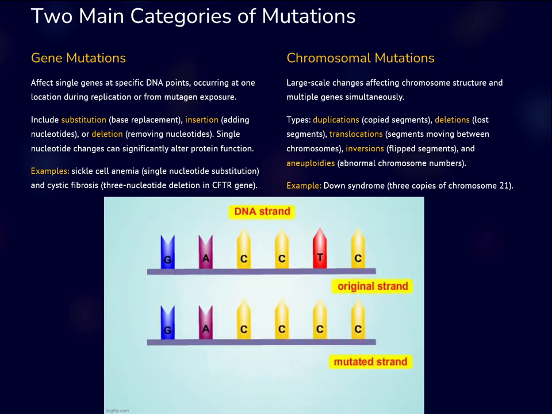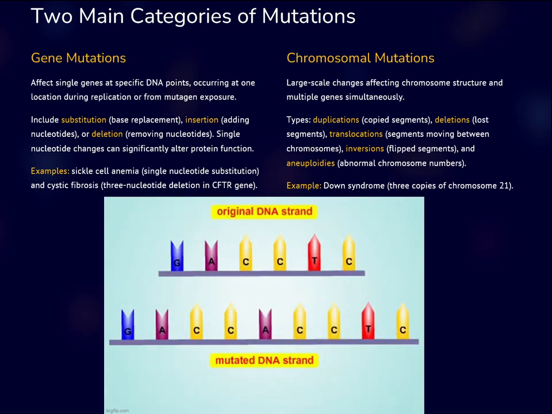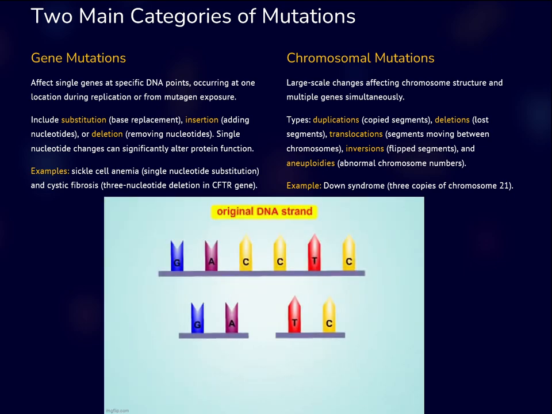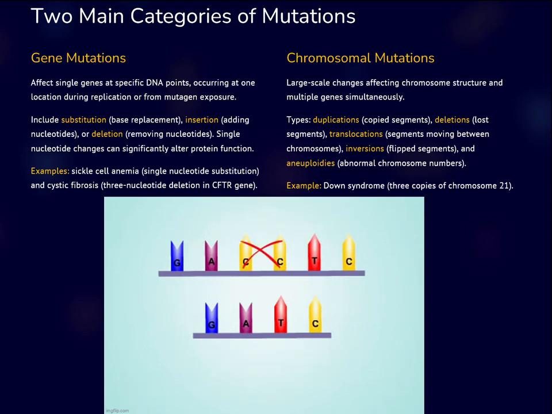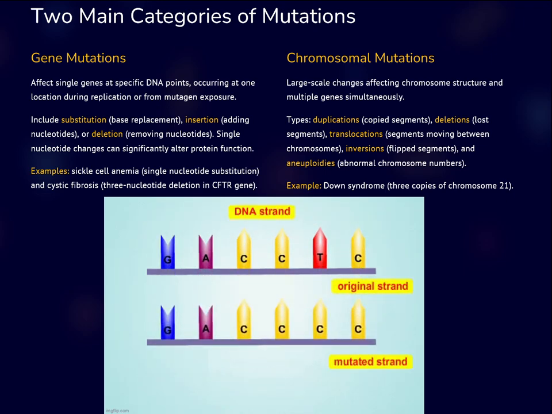When scientists talk about mutations, they usually break them into two big groups: gene mutations and chromosomal mutations. Gene mutations are small. They affect only one gene, kind of like changing a word in a sentence. This might not seem like much, but even one letter change in your DNA can have a big effect on your body. These usually happen when cells are copying their DNA, like when you grow or heal a cut.